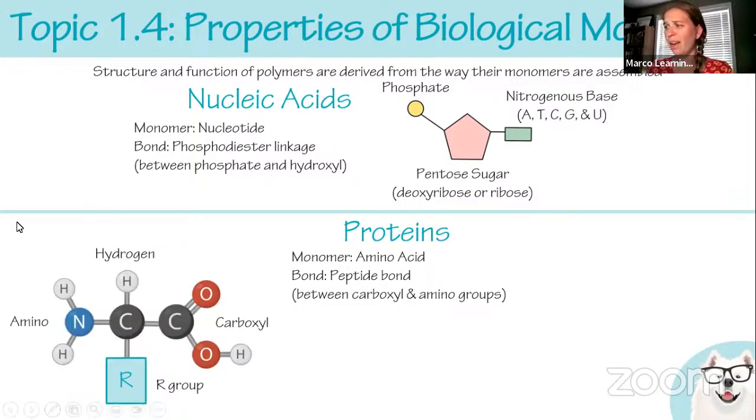So here you can see that monomer, the amino acid, is going to have the amine group, the NH2. It'll have the carboxyl group, the COOH. It'll always have a hydrogen. And this R group right here is variable. It can differ, it can change depending on which amino acid we're looking at. Okay, so it's important for us to understand that these can be different things.